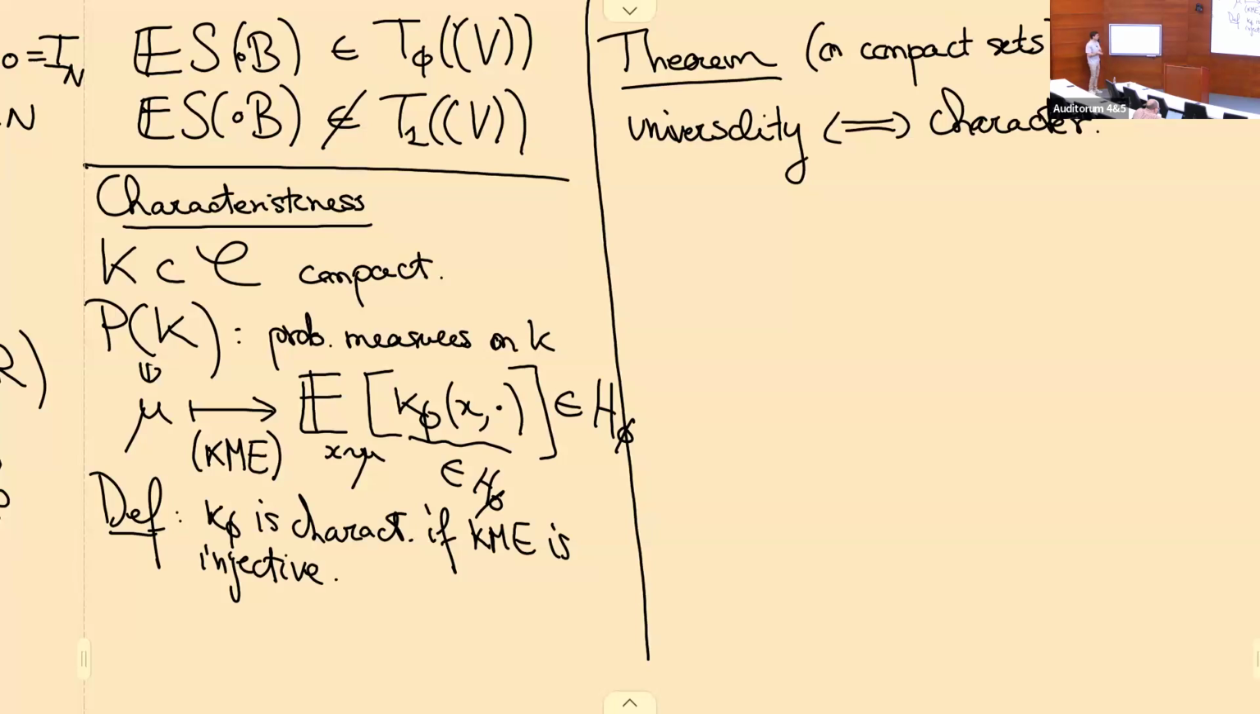So if you have a kernel like the signature kernel whose RKHS is dense in the space of functions on compact sets, then it's also characteristic. It means that if you look at the expected kernel map, it can characterize probability measures on paths supported on compact sets.